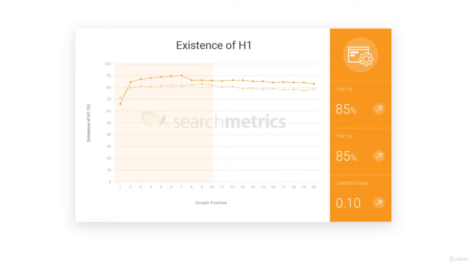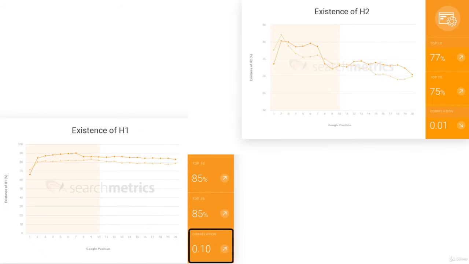Almost 70 to 80% of top 20 pages are having H1 headings. So it has become a prerequisite for a good ranking. The interesting part is the correlation factor. It's 10% for existence of H1 and 1% for existence of H2. Google has diverted its importance from existence of H2 to existence of H1 over the years.